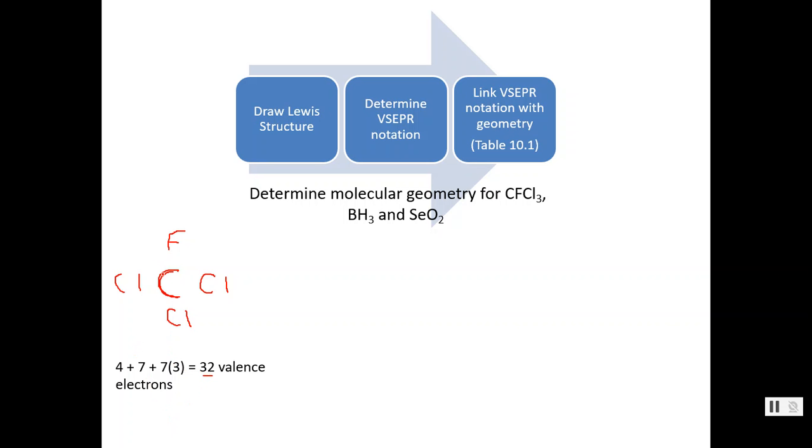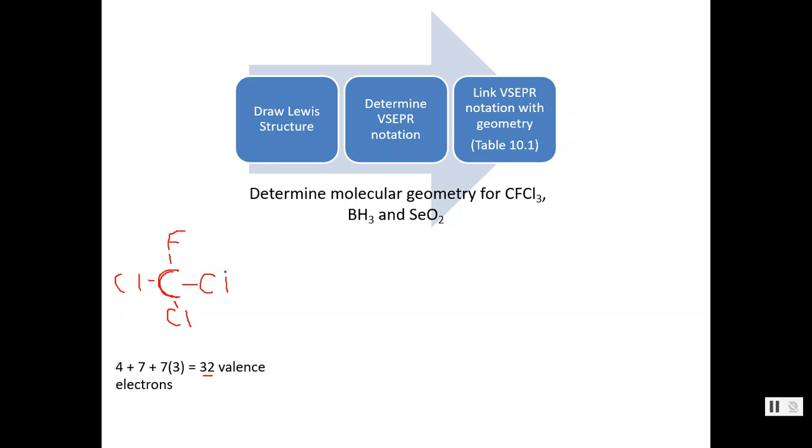Now we're going to go ahead and distribute our 32 valence electrons by first drawing single bonds from the center atom to the outer atoms, remembering that single bonds are 2 electrons. So 2, 4, 6, 8. I have now used 8 of my 32 valence electrons. I continue to use the remaining valence electrons to complete the octet on my outer atoms.